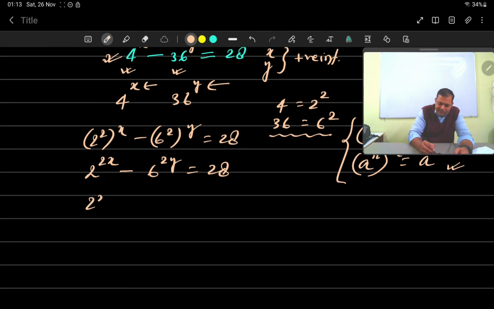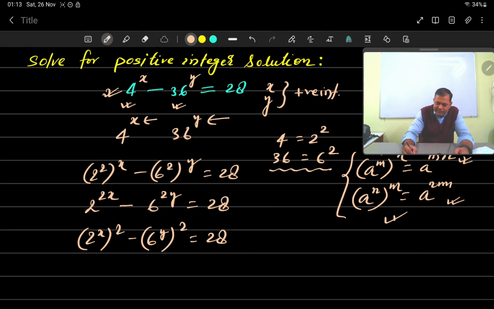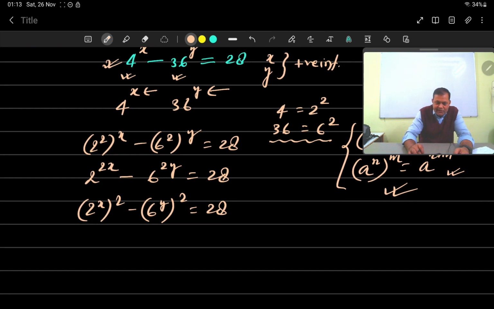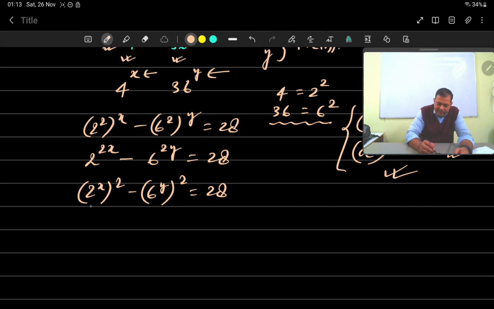Now (2 to the power x) whole square minus (6 to the power y) whole square can be written as 28 by using this technique, by reversing the exponent. The base in this term is 2 to the power x, and the base in this term is 6 to the power y. So both the bases, 2 to the power x and 6 to the power y, are different here. But the exponent in these terms is the same, 2 and 2.